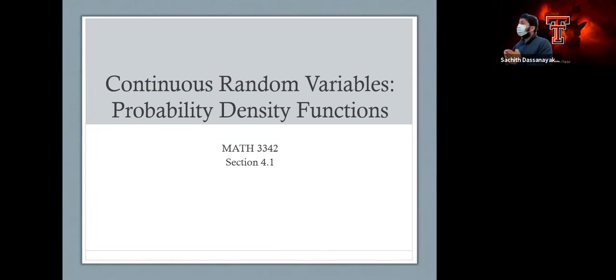I'm going to start chapter 4. Last chapter, chapter 3, we discussed random variables, discrete random variables. Now we have to talk about random variables, but continuous. I think the continuous case is a little bit easier than the discrete case.